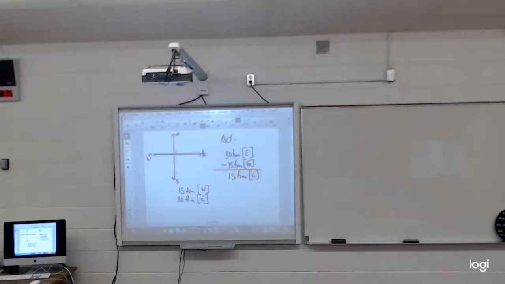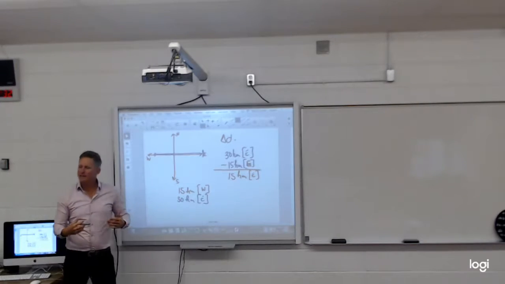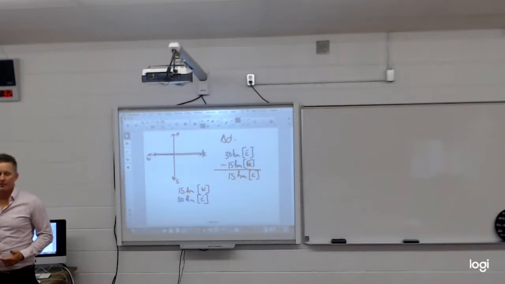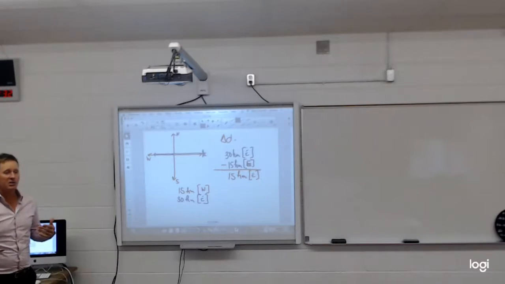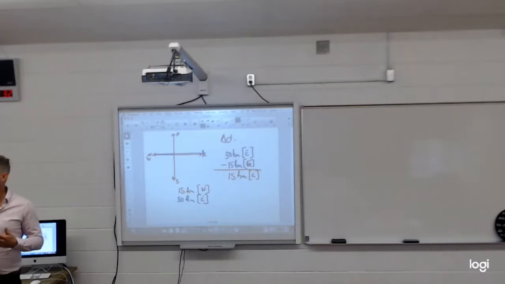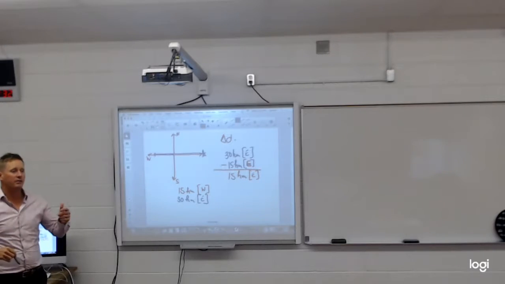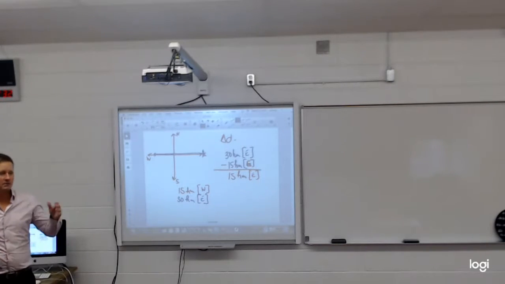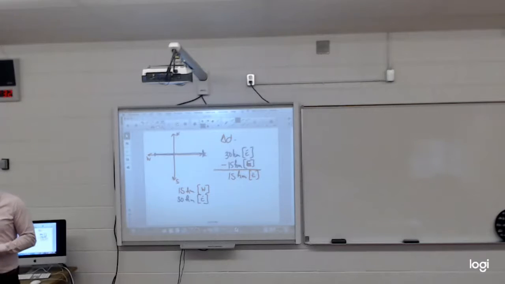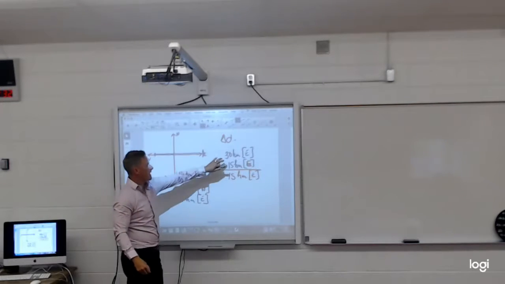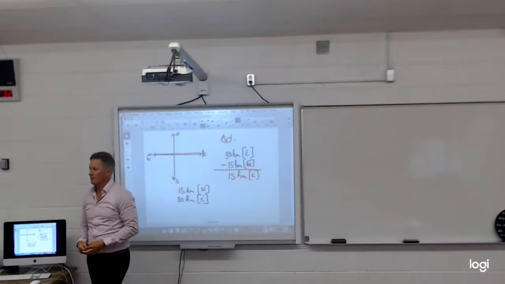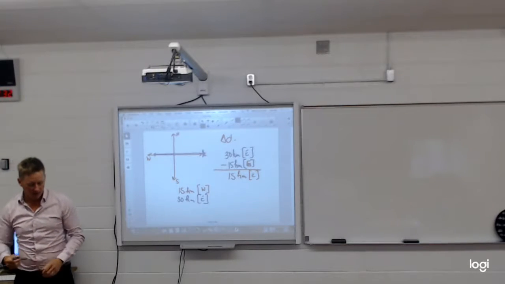So I can't add east and west together because they're not going in the same direction. But then when we get into vectors, now we start throwing in arrows in multiple directions. So northeast, southwest, southeast. So we want to get this very basic step right now, and then that makes it a lot easier.